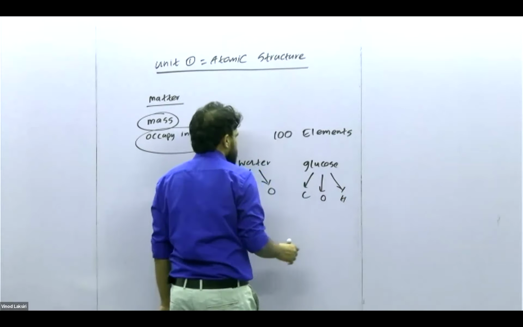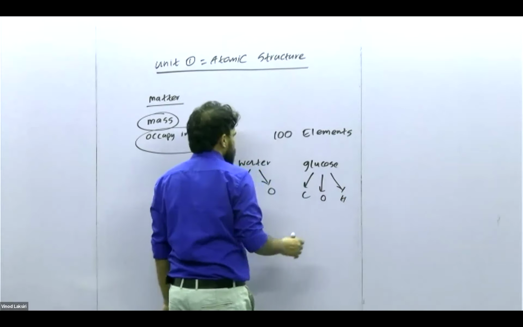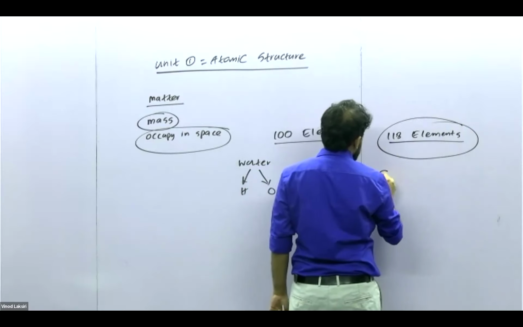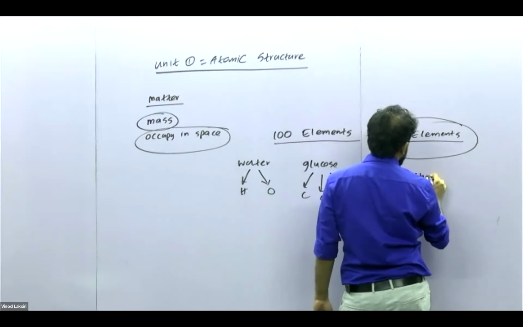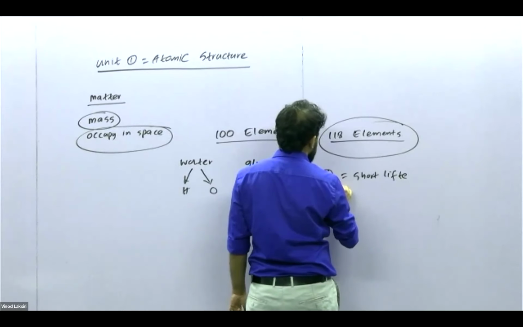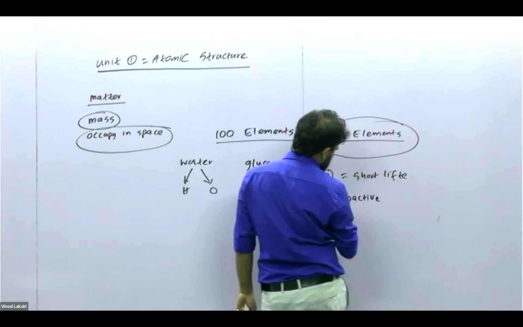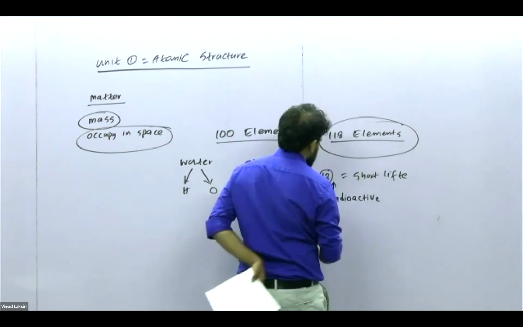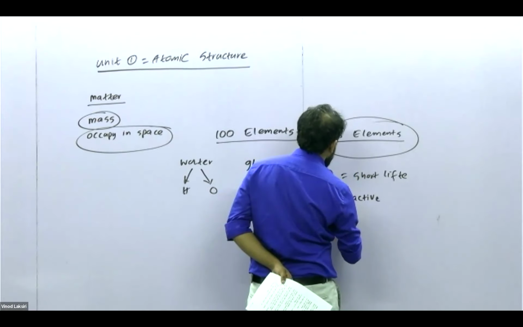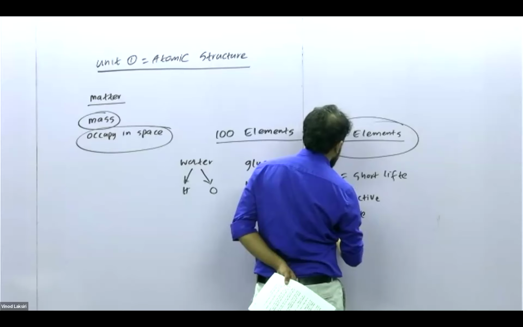All matter is made of about 1000 elements, right? So far, about 118 elements have been discovered, but about 18 elements have a very short life. Short life means they are radioactive. They are radioactive, that means they emit radiation.